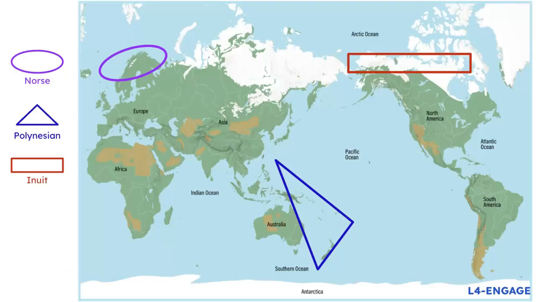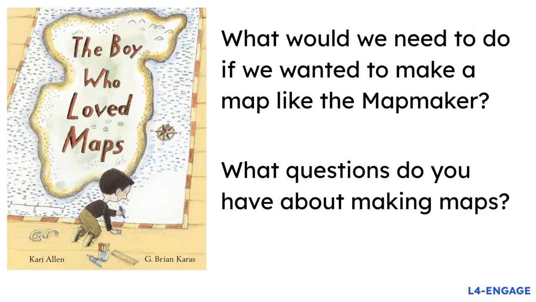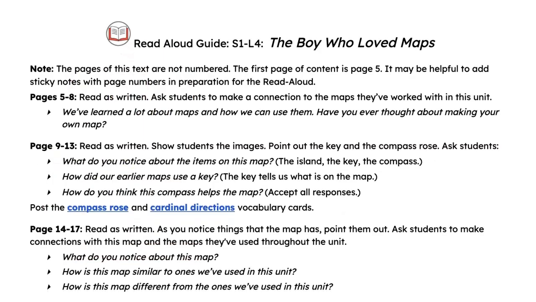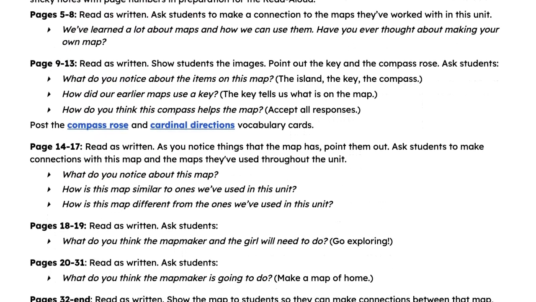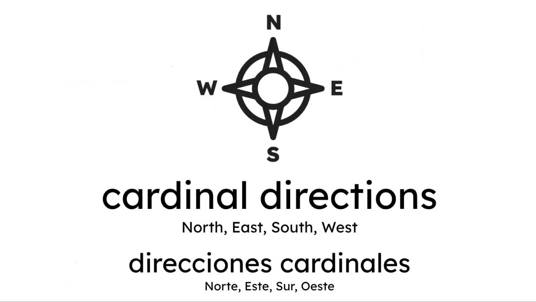To begin the Engage portion, you'll review the world map with the early explorer locations and ask students questions about the landforms and bodies of water they've learned about in those locations. You'll revisit the driving question board to add new questions and highlight those connected to the learning goals, such as how do I make a map and what else can maps show us? You'll then read The Boy Who Loved Maps. Use the Read Aloud guide to discuss key vocabulary and concepts. You can post the compass rose and cardinal directions vocabulary cards.